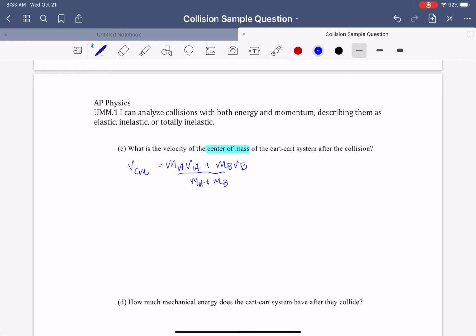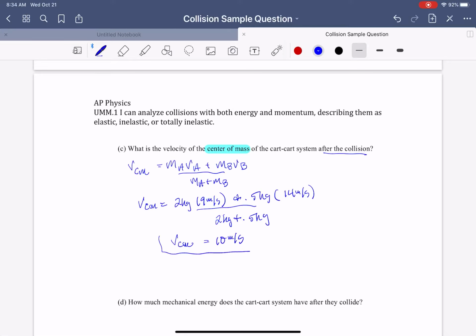So in this case, my velocity of the center of mass is 2 kilograms times 9 meters per second plus 0.5 kilograms times 14 meters per second, because this is after the collision, divided by 2 kilograms plus 0.5 kilograms. When I do that algebra, that ends up being 10 meters per second. So the velocity of my center of mass after the collision is 10 meters per second.